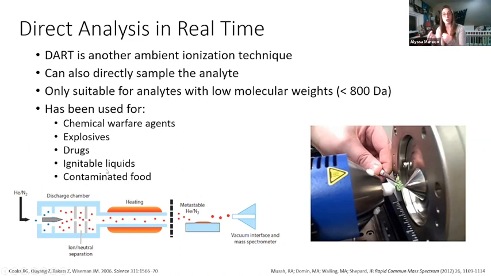So they have something soaked in some ignitable liquid, they hold it up to it, the ignitable liquid comes off the sample, goes right in. They've also even done this with contaminated food, right? Not necessarily forensic science. For example, they've been able to detect pesticides on specific vegetables or fruit products using DART.